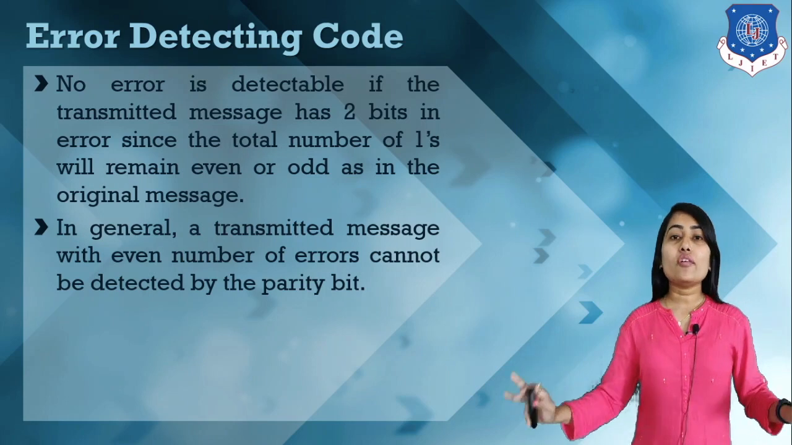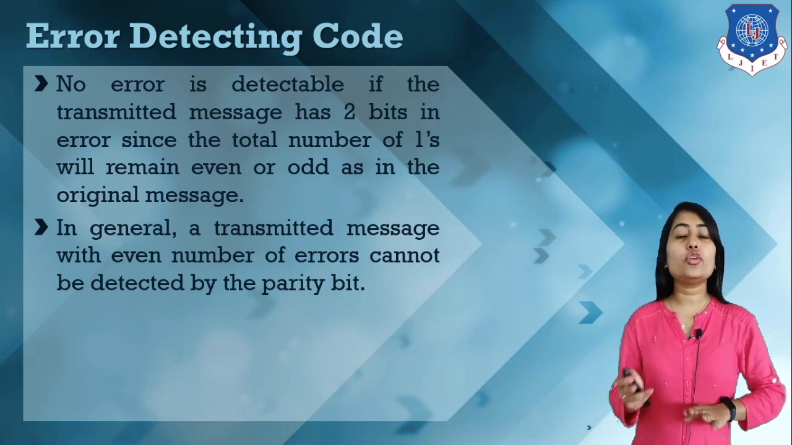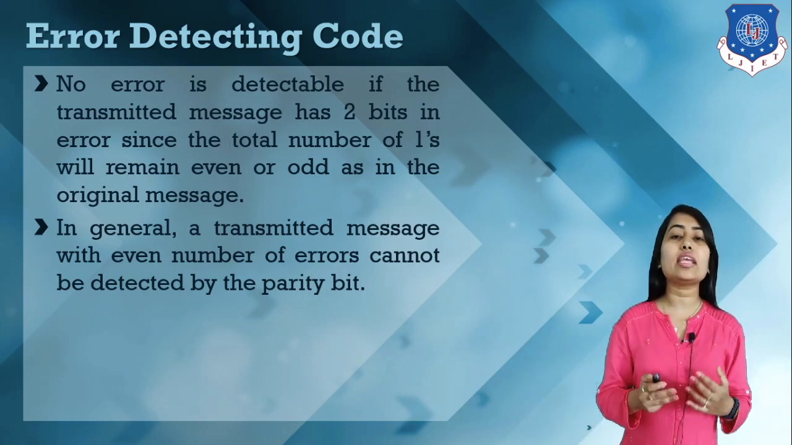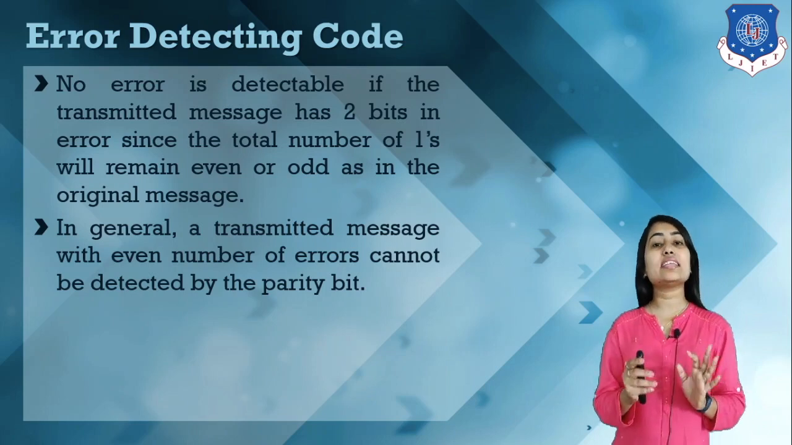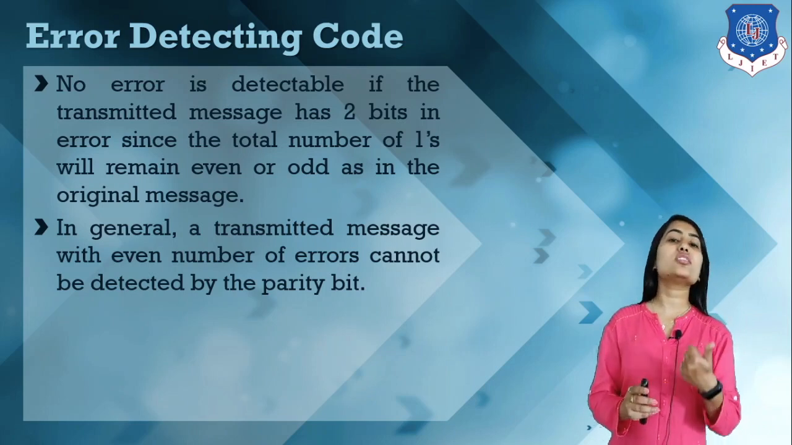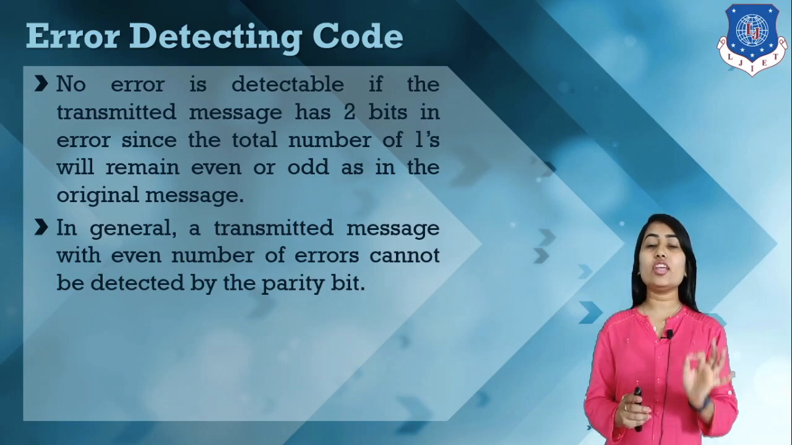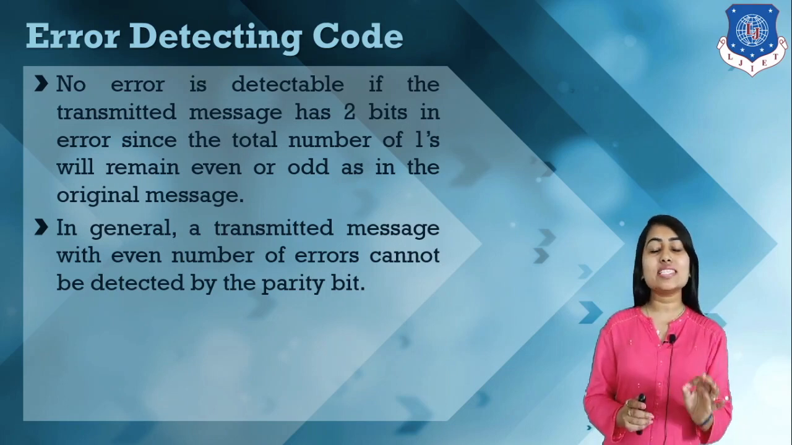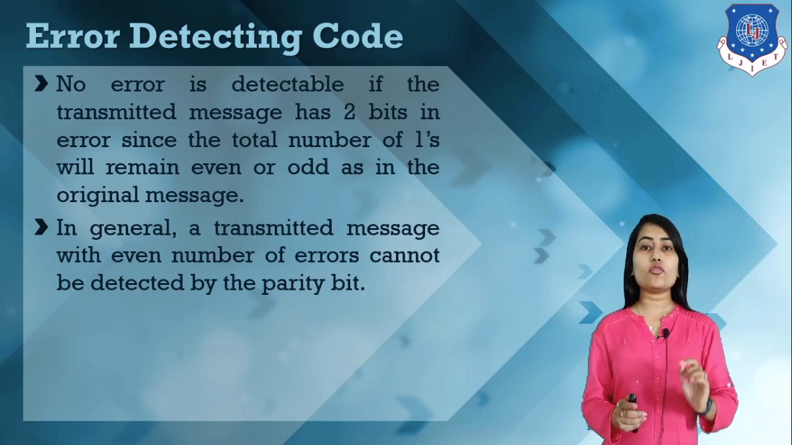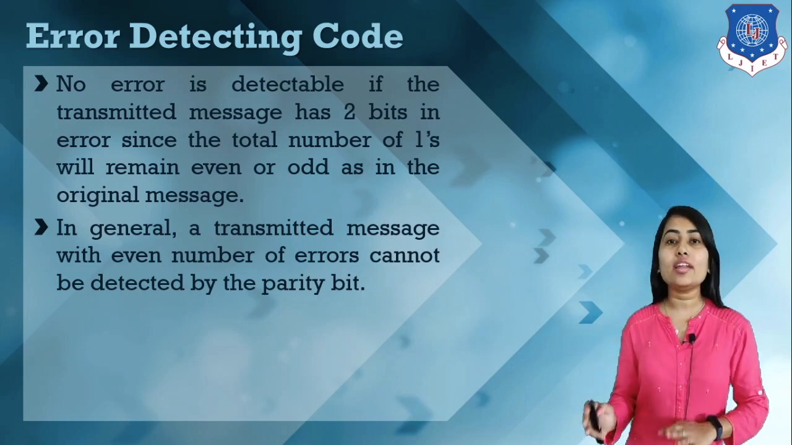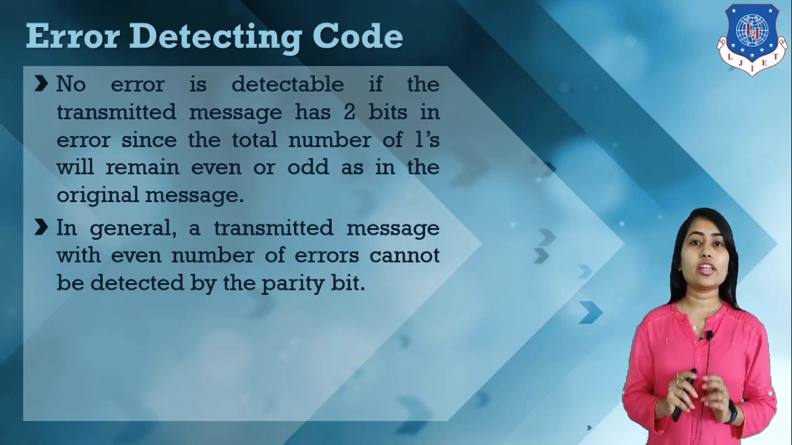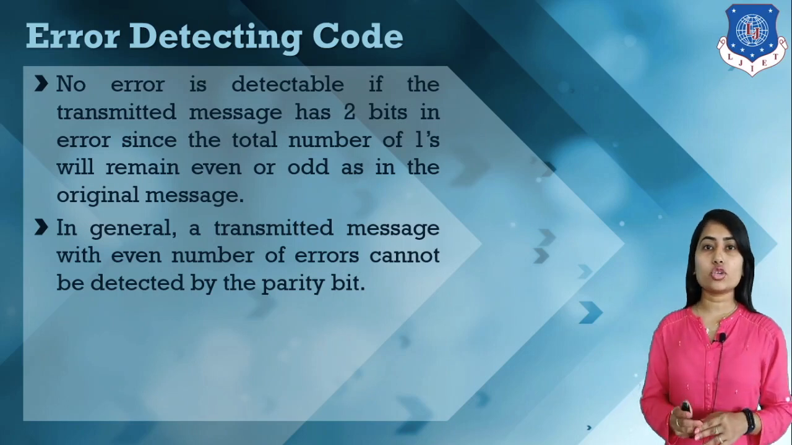So whenever we have a change of 2 bits, the receiver cannot identify that an error occurred. So this is the disadvantage of this error detecting code, that it can identify only a single-bit error easily, or say an odd number of errors, but it cannot identify an even number of errors. So this is the error detection code.